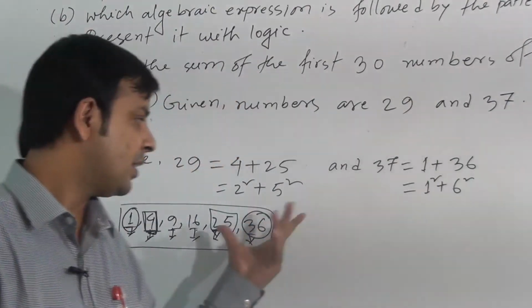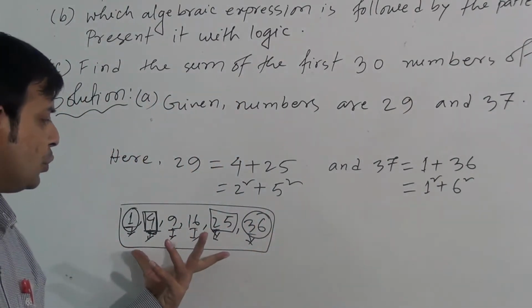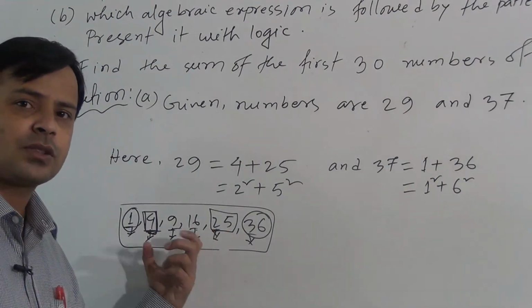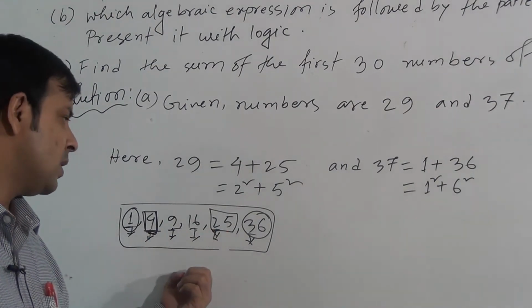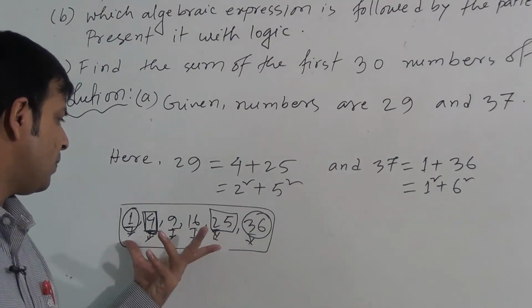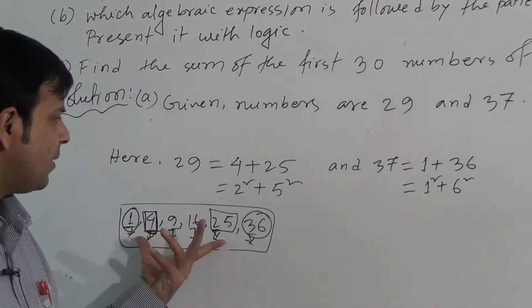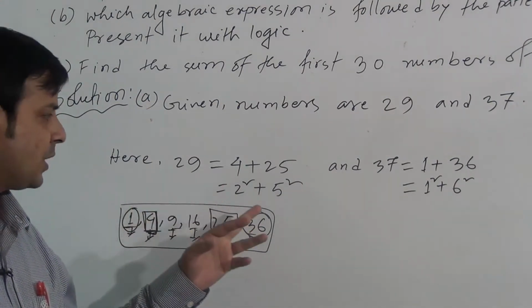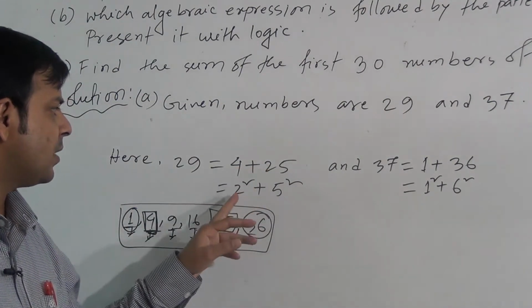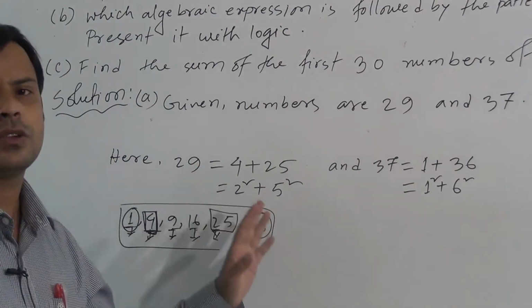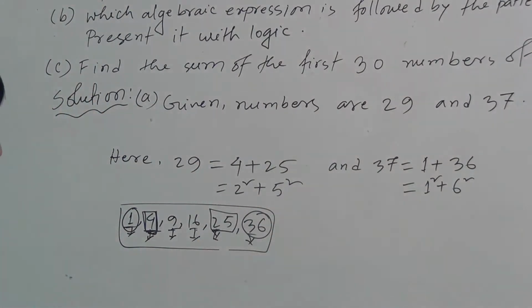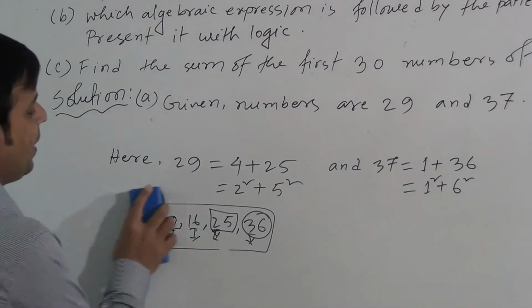Dear students, remember the technique. You have to know the perfect square numbers. These are known as perfect square numbers. Okay dear students, you will find the sum of any two perfect squares. Then if the sum matches, you have to take the two perfect squares and write them as squares. Okay dear students, I hope you have understood the solution of question A.